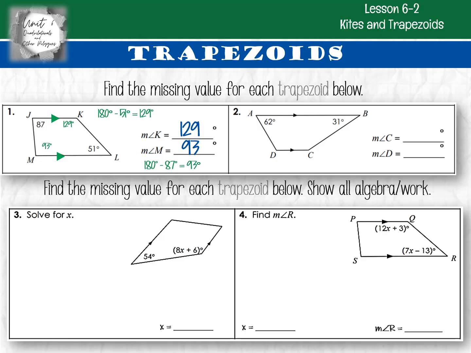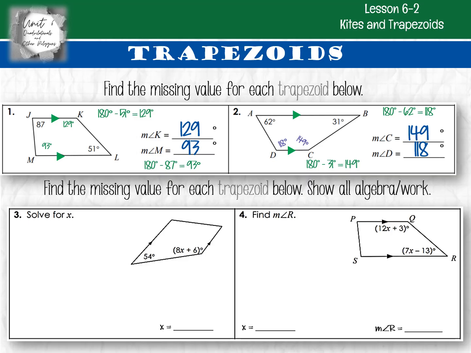Let's do number 2. We have parallel sides again, one set, that makes it a trapezoid. Let's see, 180 minus 31 is 149 degrees. That gives us measure of angle C. Do the same thing. 180 minus 62 is 118 degrees, and that gives us measure of angle D.